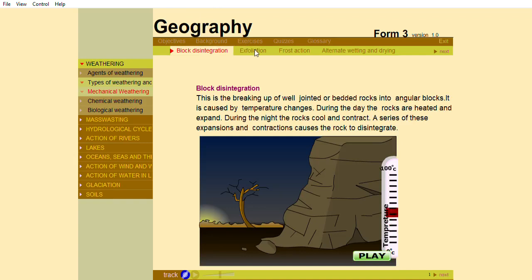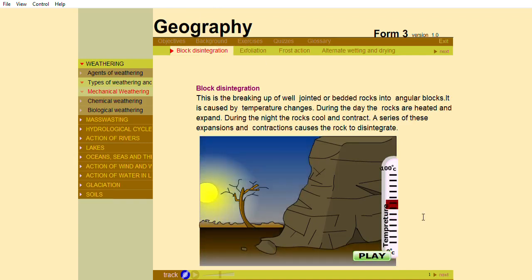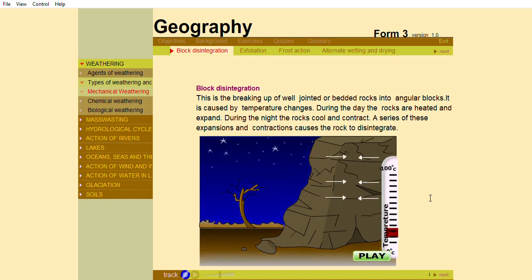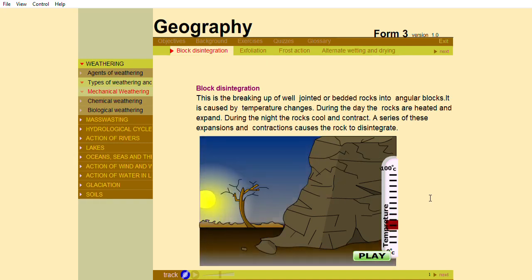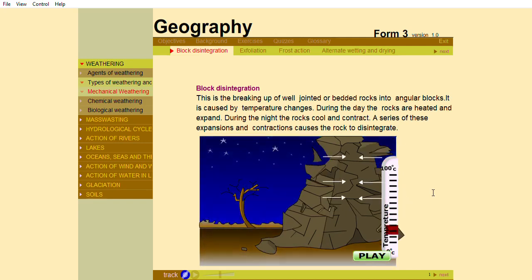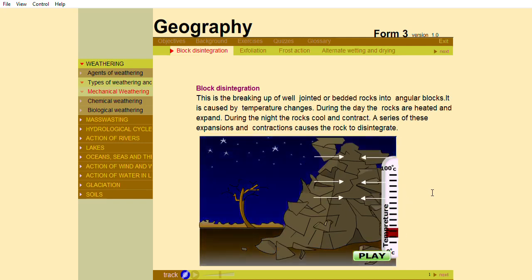Block disintegration. This is the breaking up of well-jointed or bedded rocks into angular blocks. It is caused by temperature changes. During the day, rocks are heated and expand. During the night, the rocks cool and contract. A series of these expansions and contractions causes the rock to disintegrate.